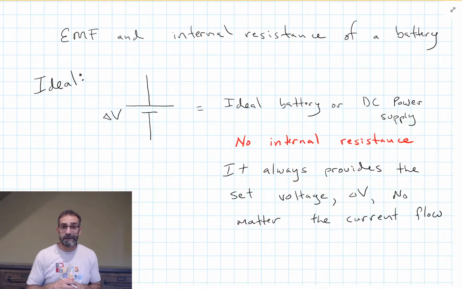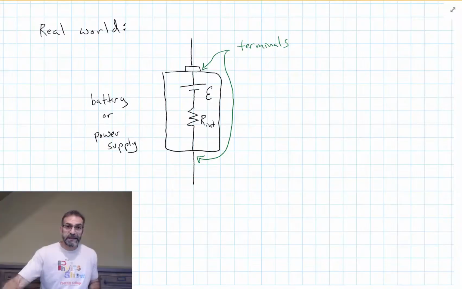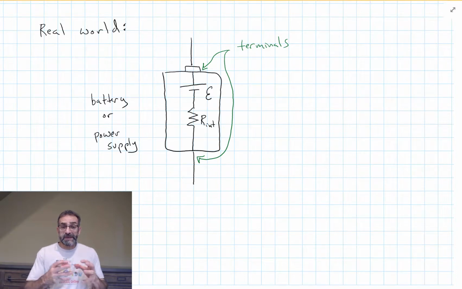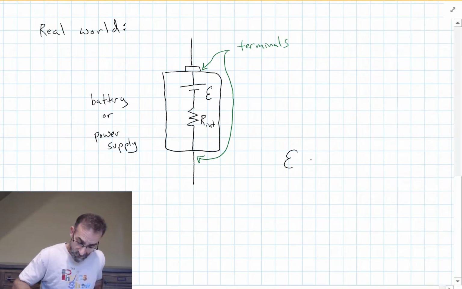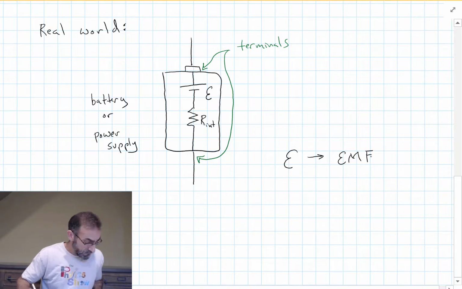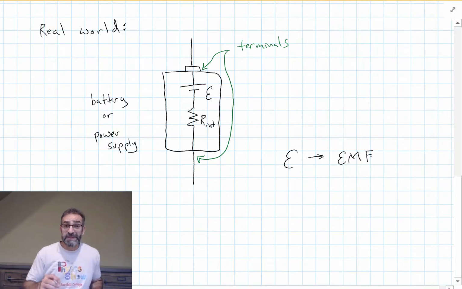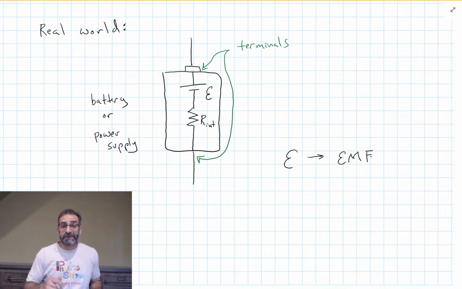Let's take a look at what happens if the battery has some internal resistance. Here I've drawn a battery that not only has a source of potential difference inside of it, it also has some internal resistance. The script E stands for EMF. That's the maximum potential difference this battery can produce. That's the labeled voltage on a battery.